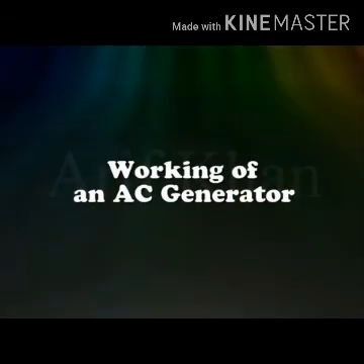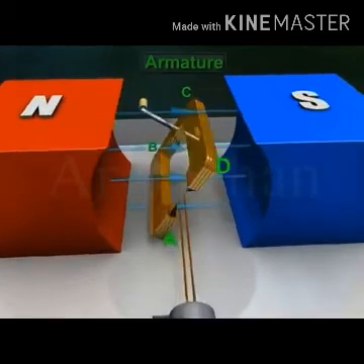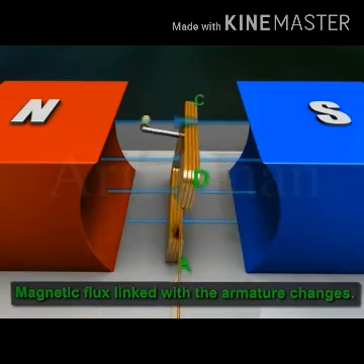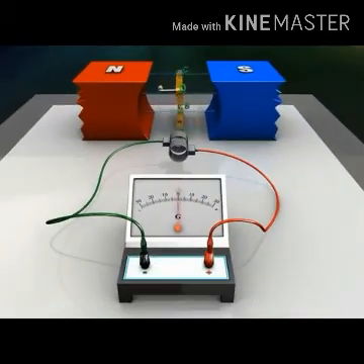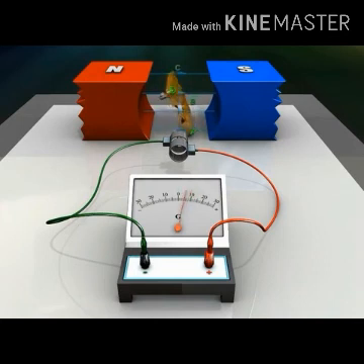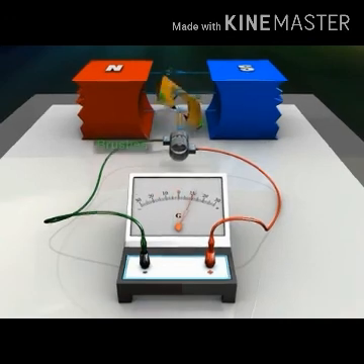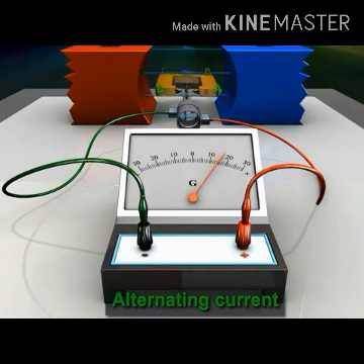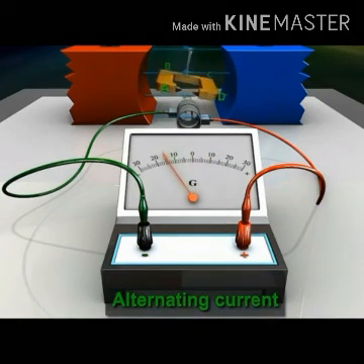Working of AC generator. When the armature rotates between the two poles of the field magnet, the magnetic flux linked with the armature changes continuously. As a result, an EMF is induced in the armature. This in turn produces an electric current through the armature and the galvanometer and through the slip rings and the brushes. Note the galvanometer needle swings between the negative and positive value. This means that an alternating current is flowing through the galvanometer.